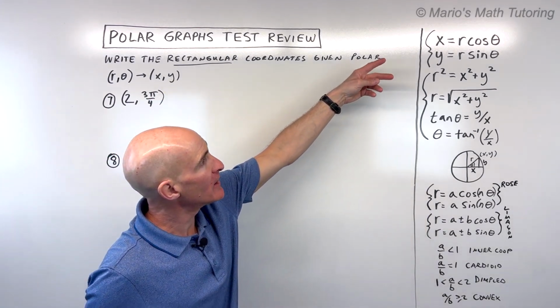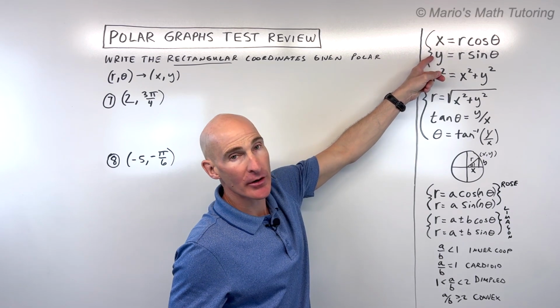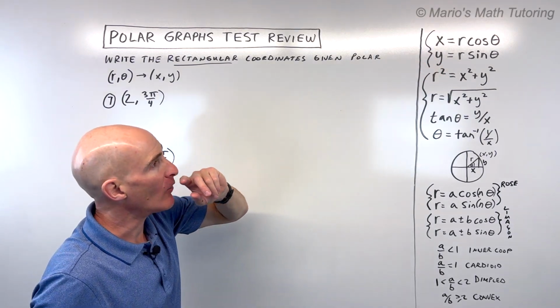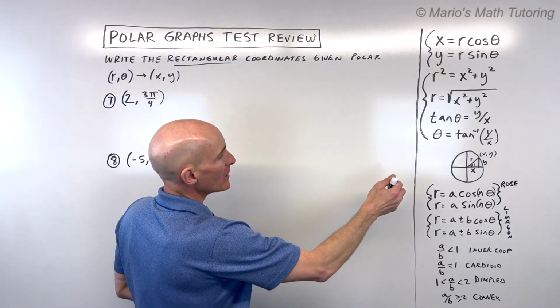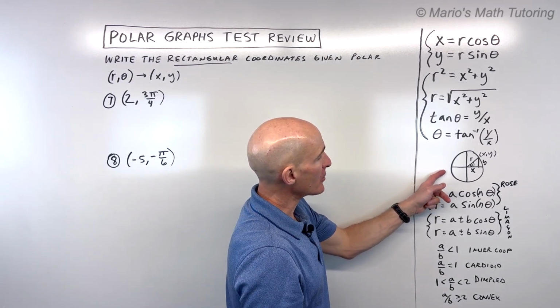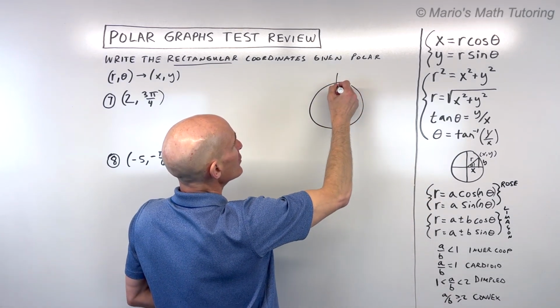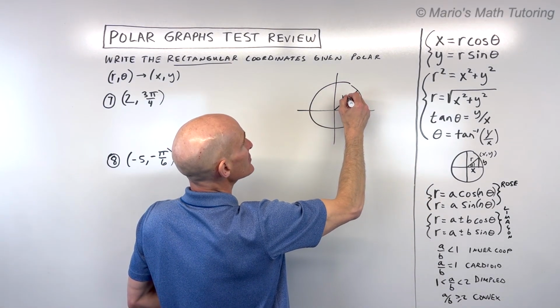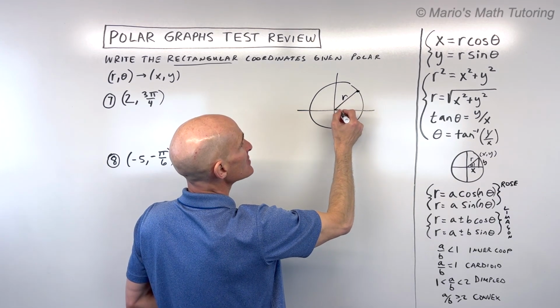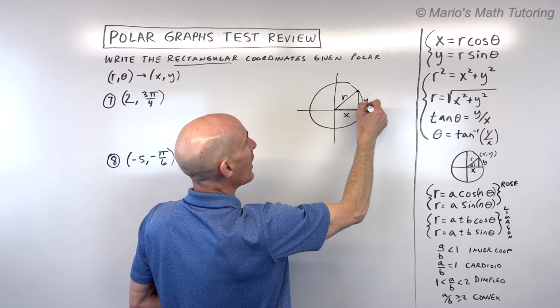Well, we're going to be working with these 2 formulas right here. And you might be saying, Mario, where do those formulas come from? What you want to reference is this circle right here. I'll make it a little bit larger. What you have is the radius of the circle, and you can get to this point by going right x and up y, right?